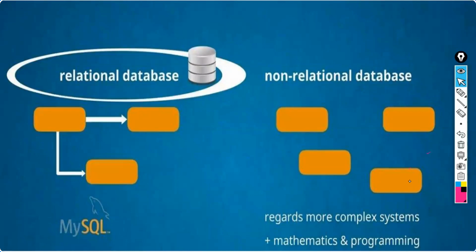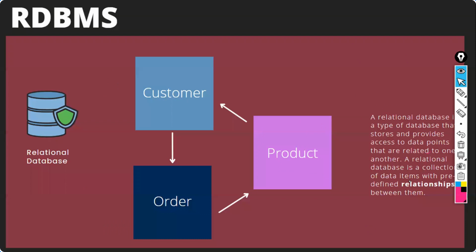Okay. So relational database means relation. It is having the relation. What relation? Between the tables. Let us see one example for that. So here the tables are connected to each other. Whatever the tables are there, we are connecting to each other.